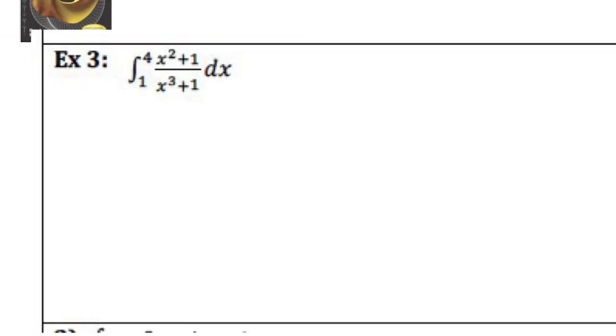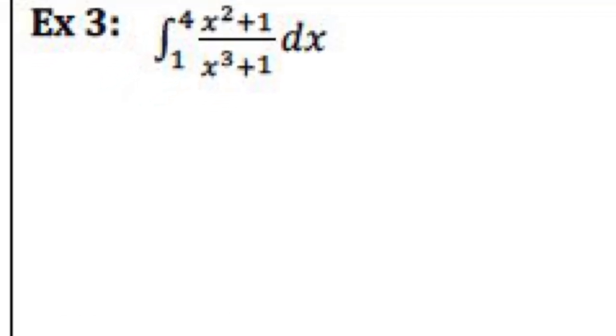Okay, so looking at example 3, what I'd like you to notice is that the denominator is 1 degree higher than your numerator, which leads me to believe that if we let u equal x cubed plus 1 and find the derivative, we're going to be nicely set up for a natural log as the antiderivative.